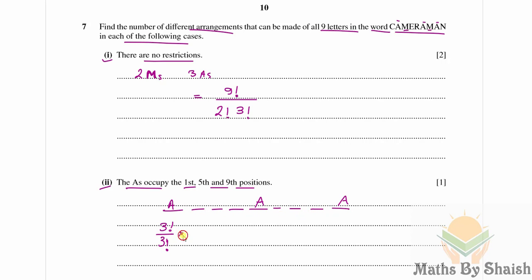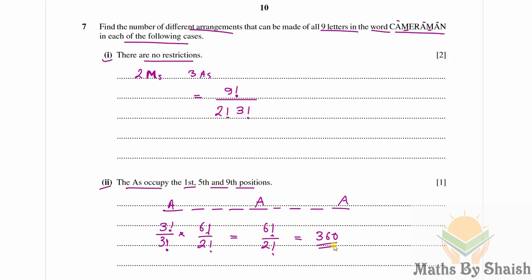Now we are going to fix the 6 places. We are going to arrange the remaining 6 letters, and among these 6 we have 2 M's. So it is going to be 6 factorial over 2 factorial, and 6 factorial is 720 over 2 factorial, that is 2, so this is going to be 360 only. I hope it is clear.